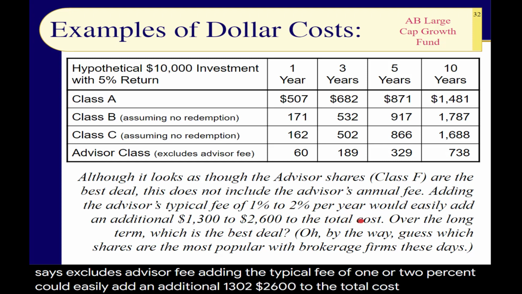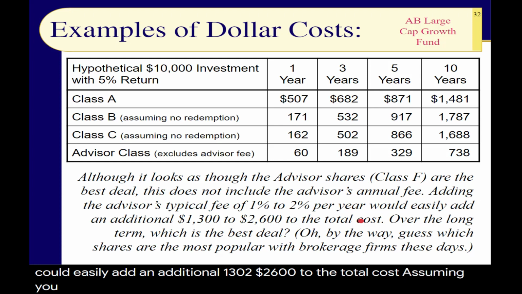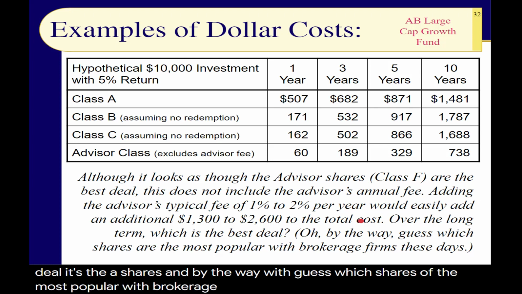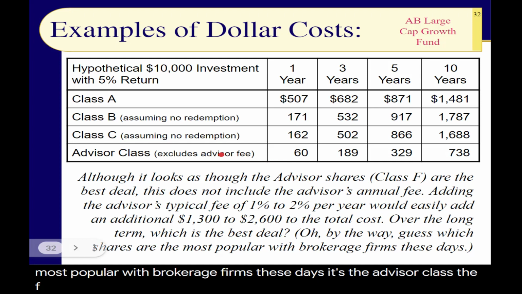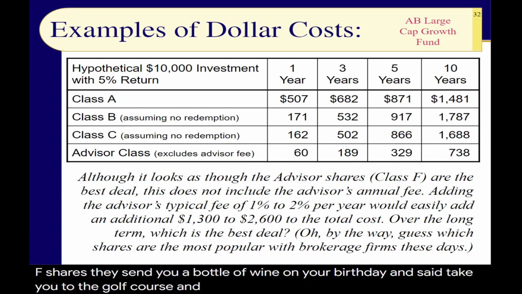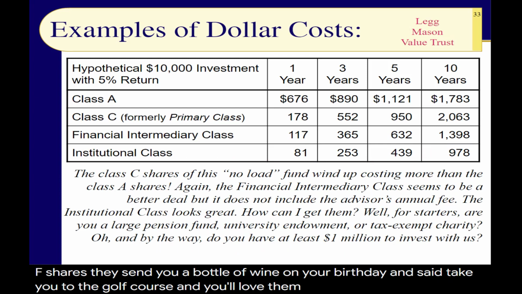Over the long term, assuming you need the services of an investment professional, which is the best deal? It's the A shares. And by the way, guess which shares are the most popular with brokerage firms these days? It's the advisor class, the F shares. They send you a bottle of wine on your birthday and take you to the golf course, and you'll love them. Here, yeah, I'm not cynical.